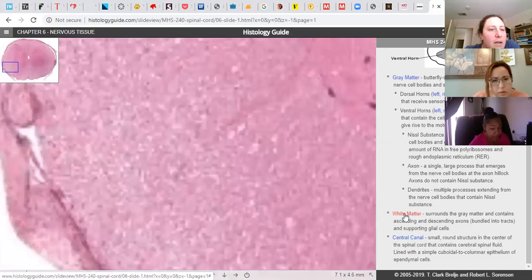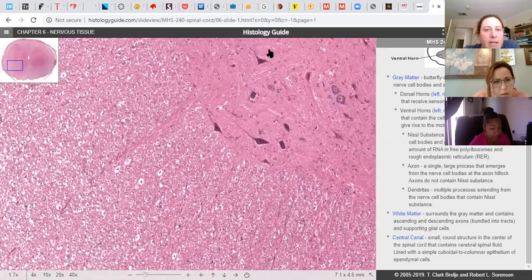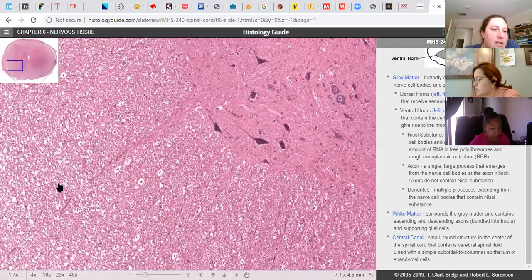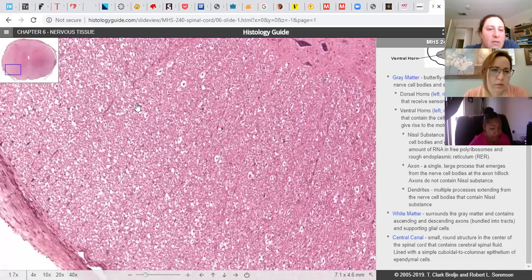Then you want to be able to identify the gray versus white. The gray matter is here, and even on this less magnified view, the neurons are huge and very easy to see. There's a distinct look between this versus this. This is the white matter, even though all of it is stained pink.